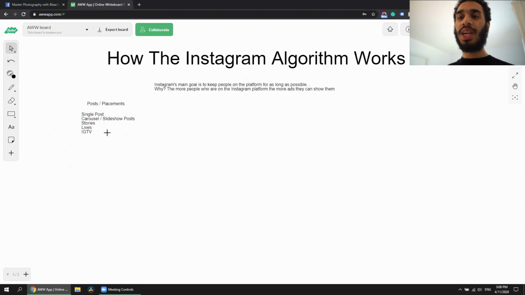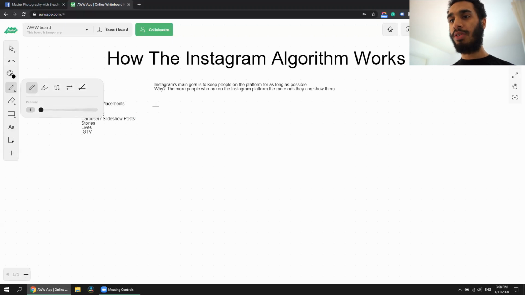And what's really interesting, and we're going to talk more about this a little bit later, is that a lot of you guys just post posts, a lot of you just do stories, a lot of you just do lives or IGTVs. You actually want to have a whole bunch of them, because the more you have, the more opportunity Instagram has to share your profile and your posts with people.